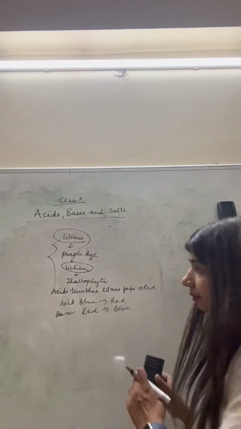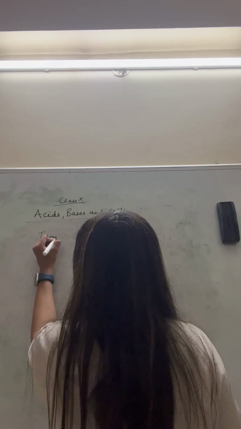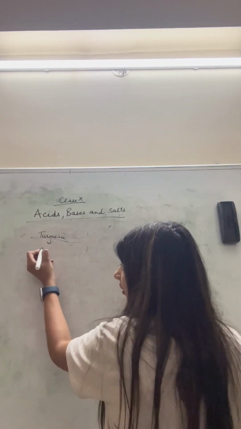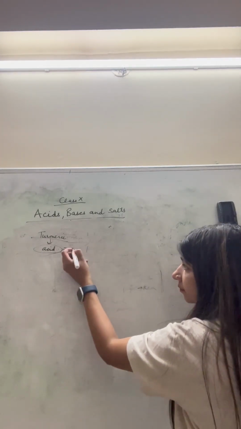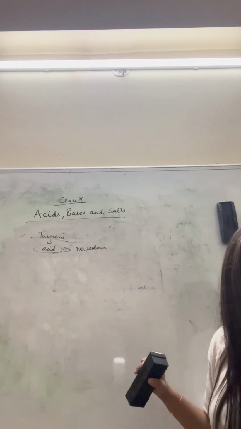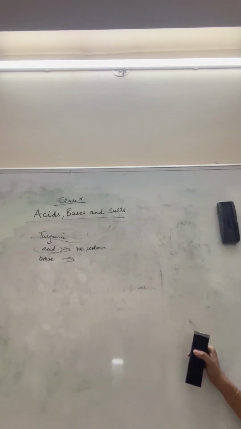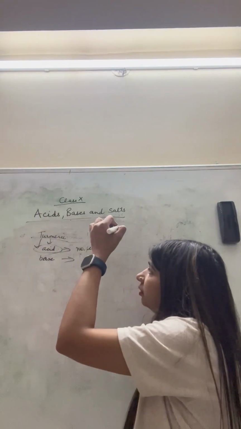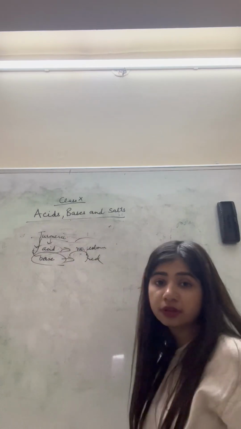Now we will see turmeric as an indicator. If we add an acidic solution to turmeric, we will see that there is no change in color. While if we add a base to turmeric, the solution will become red. So if we add turmeric to an acidic solution, there will be no change in color, while if we add turmeric to a basic solution, we will see that the solution becomes red in color.